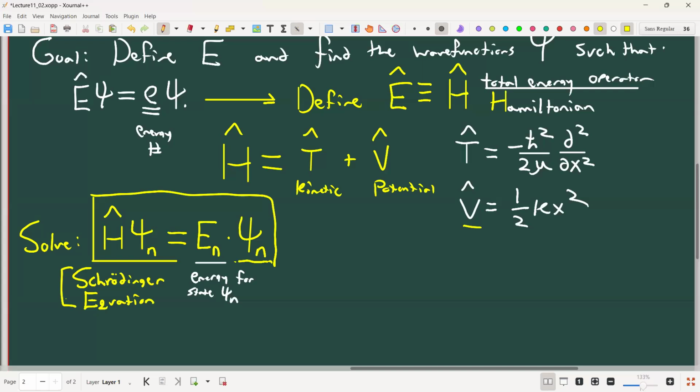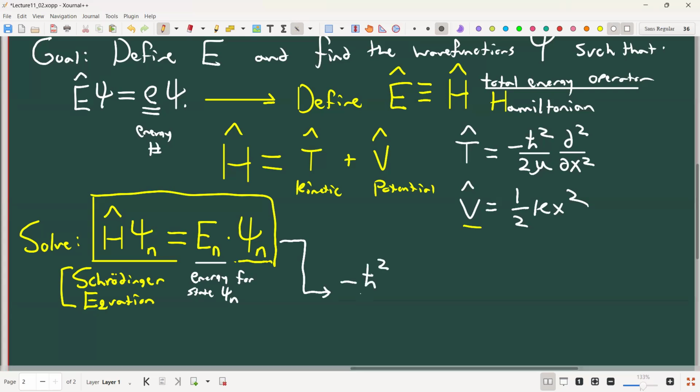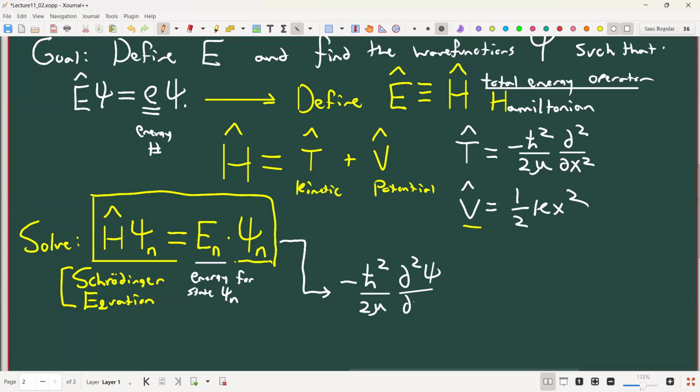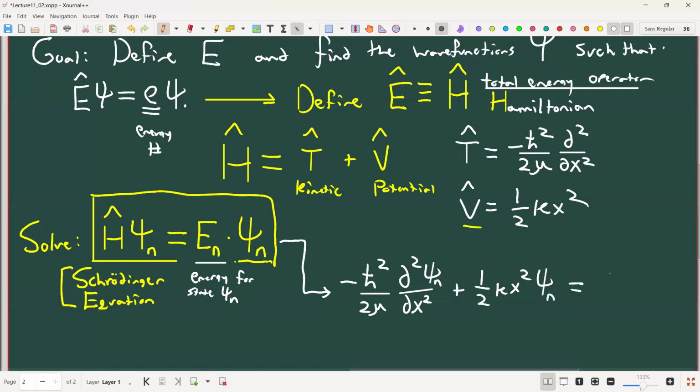All right, so let's go ahead and plug some things in. We have everything we need. We have h bar squared over 2 mu times the second derivative of this wave function that we need to solve for, d x squared. I'll just keep the n in there for now. Plus 1/2 k x squared times the psi n is equal to the energy times psi.